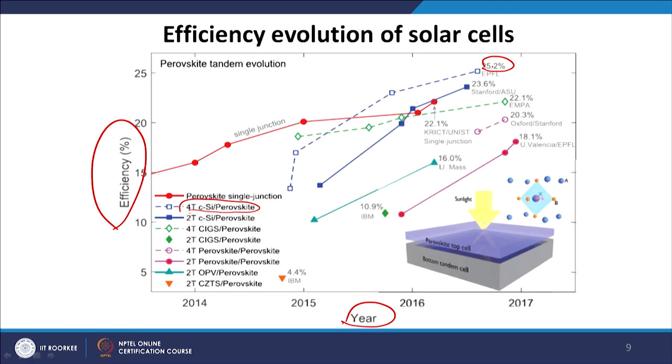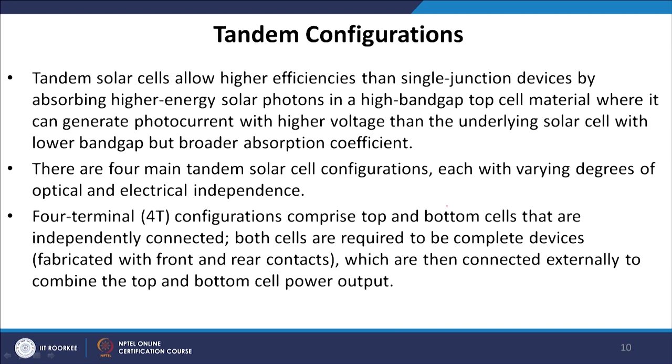Similarly, this graph is showing a 2 terminal single silicon perovskite tandem, then there are 4 terminal silicon perovskite tandem, and then there are 2 terminal silicon perovskite tandem. Tandem solar cells allow higher efficiency than the single junction devices by absorbing high energy solar photons in a higher band gap top cell material, where it can generate photocurrent with higher voltage than the underlying solar cell with lower band gap but broader absorption coefficient.